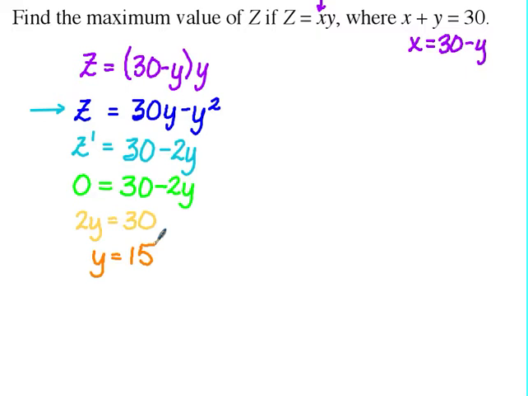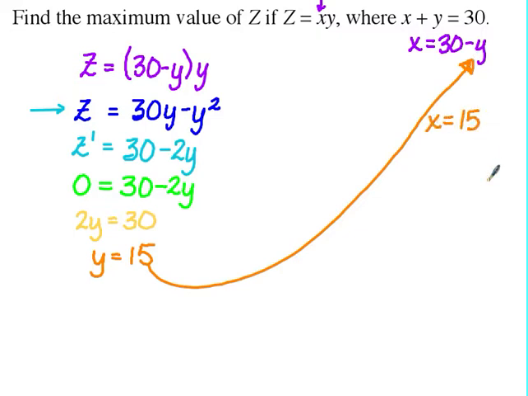So now, once you find that y equals 15, you're going to plug it in right up here. So what value of x do you get? 15, because it's 30 minus 15.